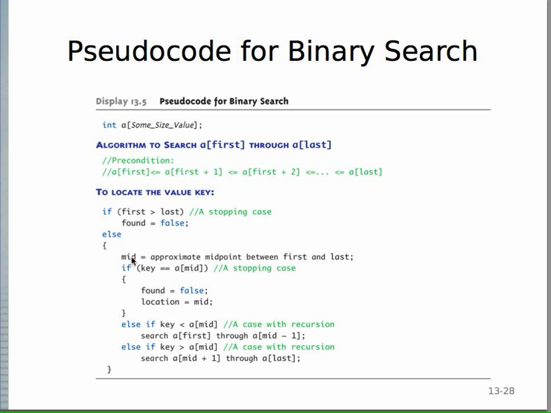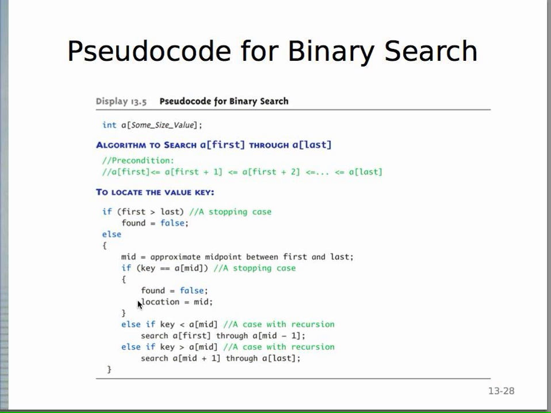You have to be careful because of round off errors. You might run into problems. So you do want to be careful with how you do this, but approximately it's the average of first and last. So then you check if the thing that you're searching for, which is the key, is exactly equal to the middle. If it is, then you found it, and you return the location, which is the middle value.